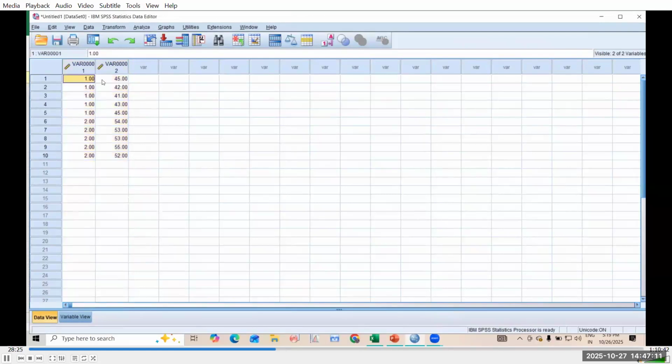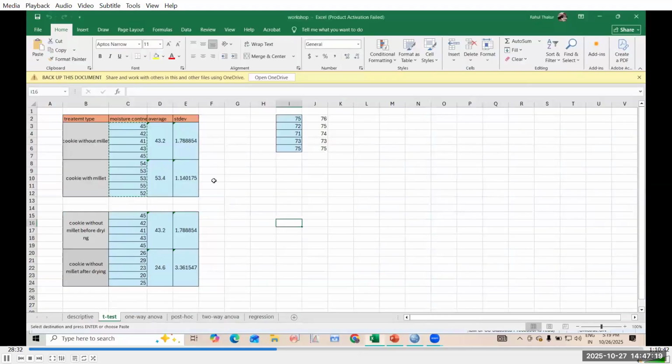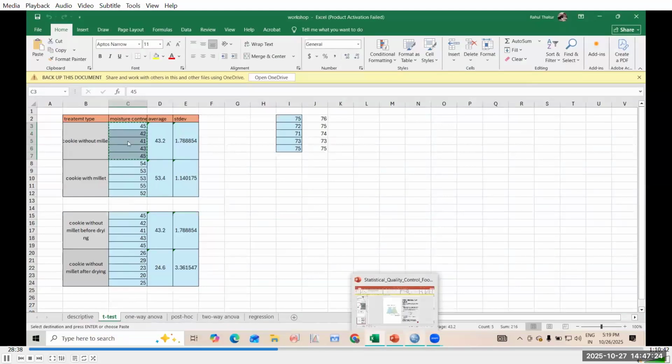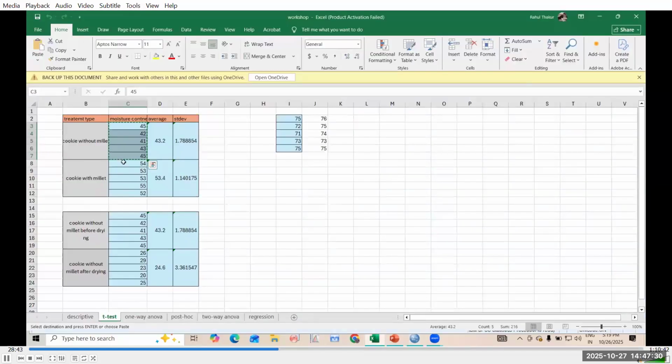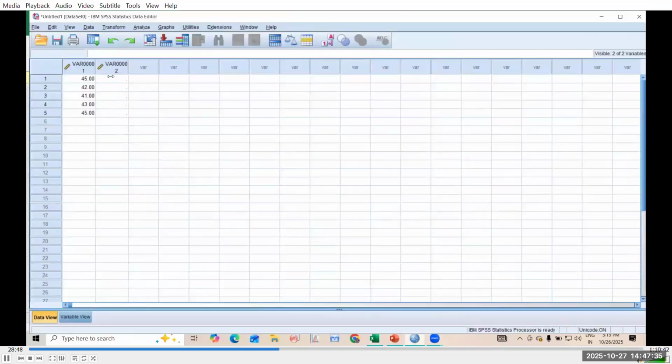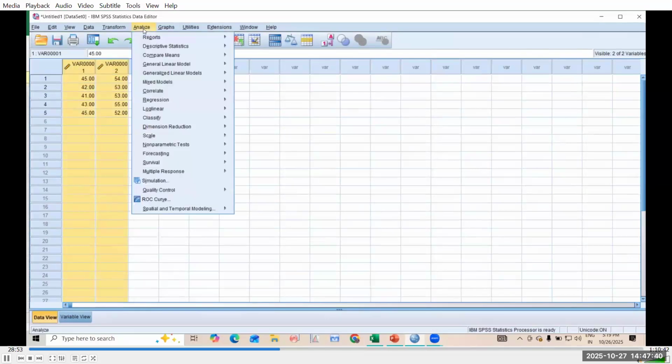We'll delete all this, clear all these things. Then first we go for the batch 1 without adding millet. That will be variable 1, and the second variable will be adding millet. Okay, these are the two variables. We'll see that after adding millet, how the moisture content differs significantly or not.